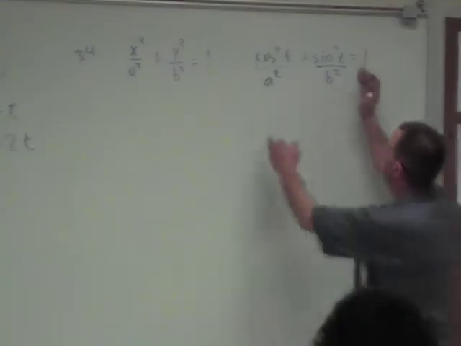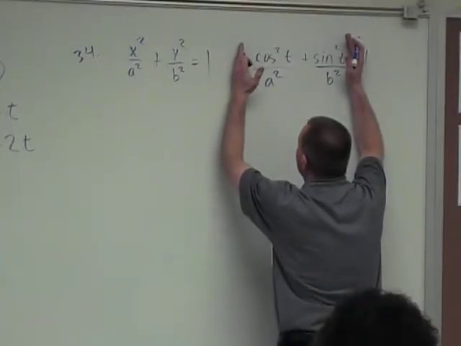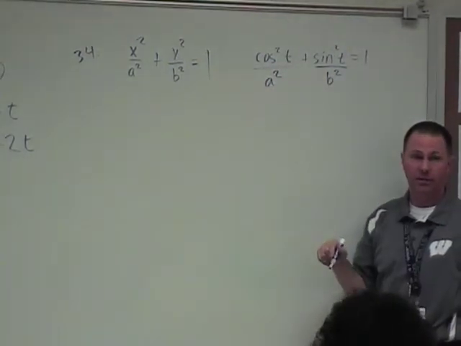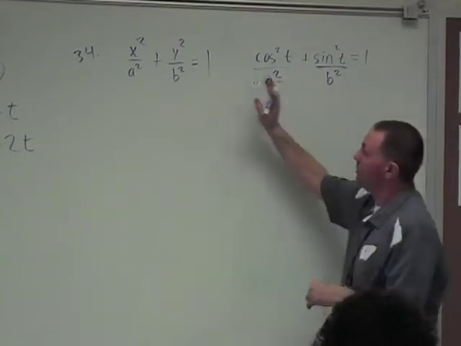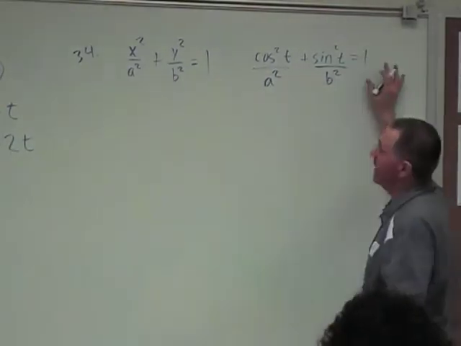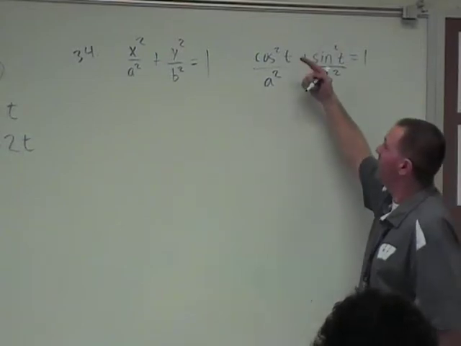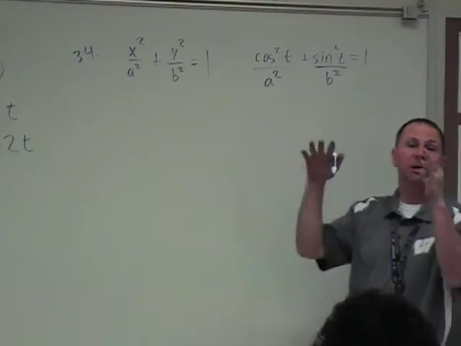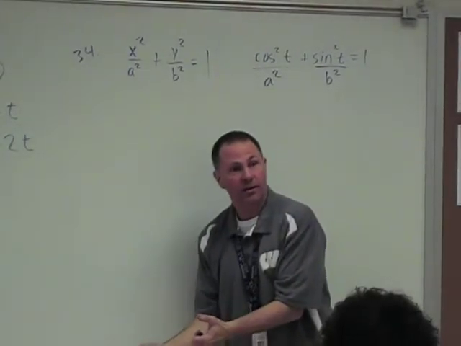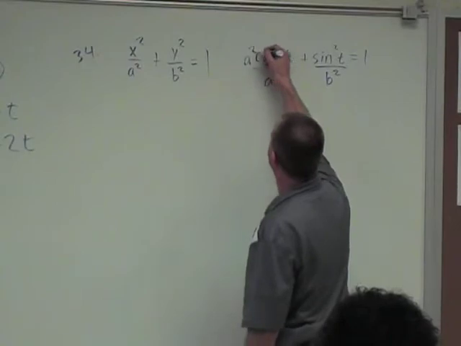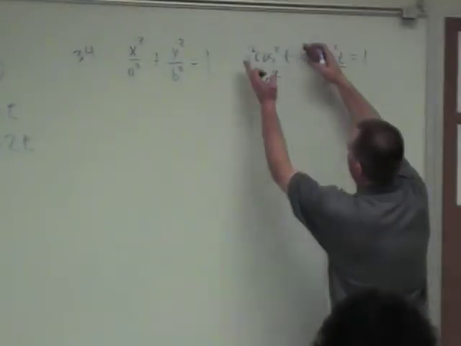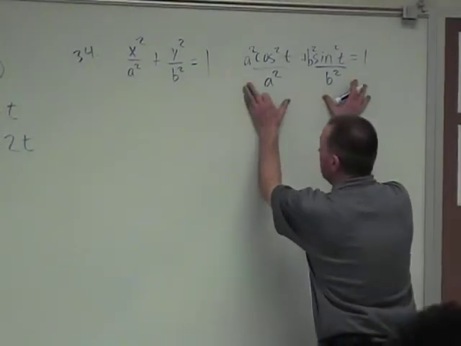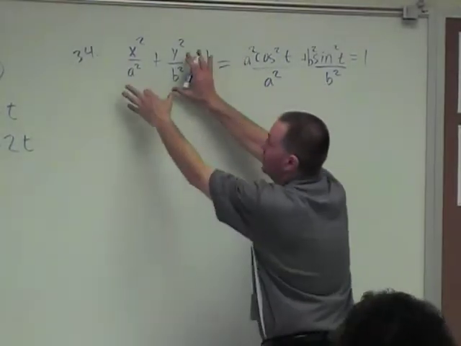Because this does not equal 1. Without the a squared and the b squared, it does equal 1. So it's great that you substituted those values in, but that does not equal 1. I can't just take cosine squared of t and divide it by a squared. I can't do something to the bottom without doing it to the top. Those would cancel out, and then I'd have that equal to 1, right? This is now equal to what I have there.